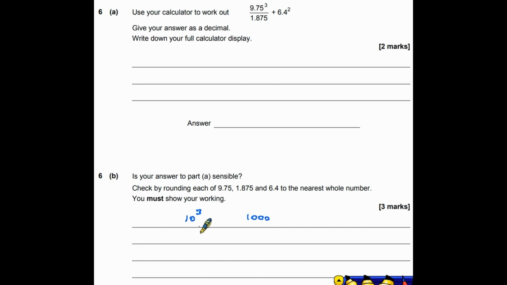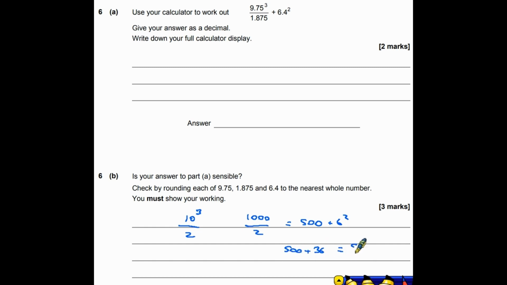We are then dividing that by 1.875, so that would round simply to 2, so that would be 1000 divided by 2, which is 500. We're then being asked to add 6.4, which would round to 6 squared, so that effectively is 500 plus 36.